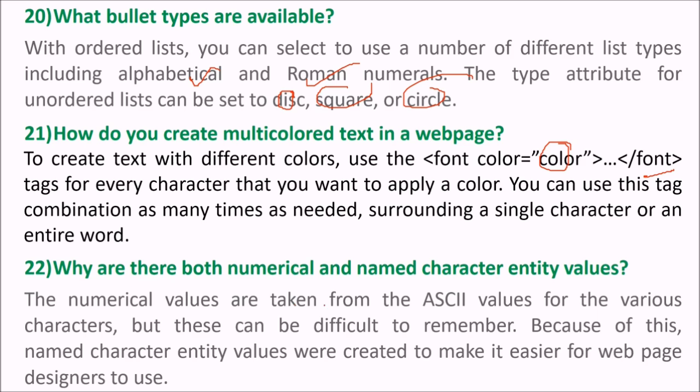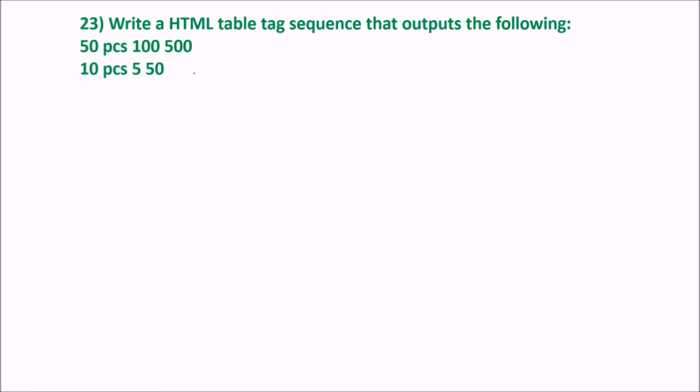Why are there both numerical and named character entity values? The numerical values are taken from the ASCII values for the various characters, but these can be difficult to remember. You cannot remember these numbers very easily. Because of this, the named character entity values were also created to make it easier for web page designers to use.